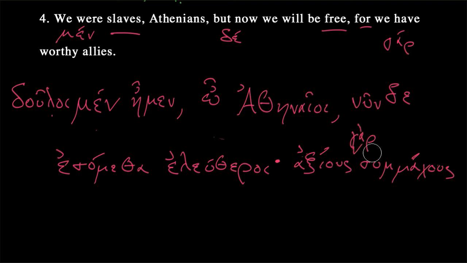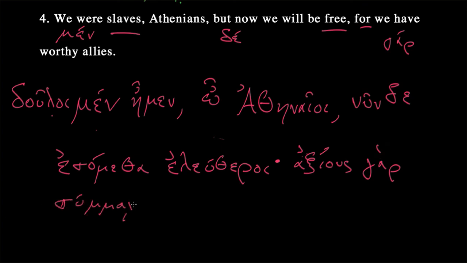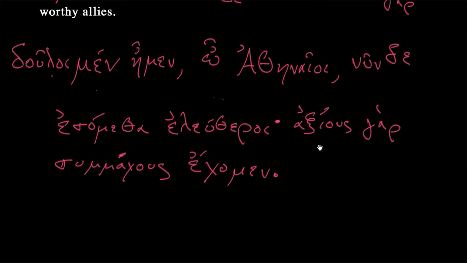So axious gar, let me rewrite that so it's a little cleaner. Axious gar, make that grave. Symmachous, but symmachous means accent goes there. For we have worthy allies. For worthy allies we have. So present tense of echo, echomen, first person plural. We were slaves, O Athenians, but now we will be free, for we have worthy allies.